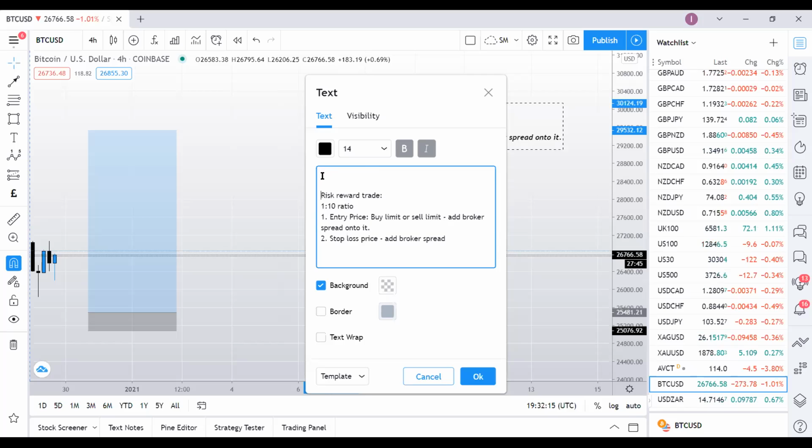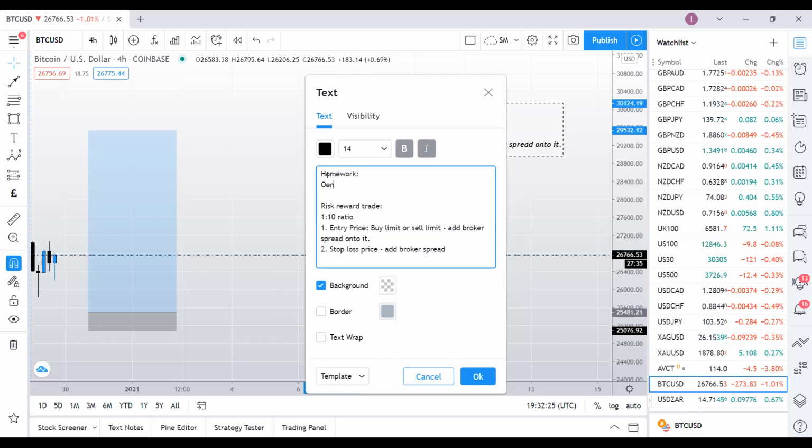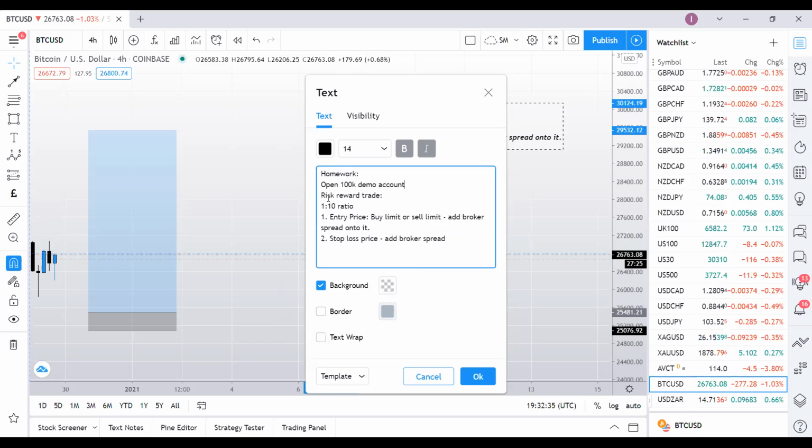So actually, whilst I'm on here, this is the homework assignment I want to put out. You're going to open a 100K demo account. The reason is our goal is to open up a 100K account. The first step is that the brokers, or whoever we're going to go through, are going to test your trades on the demo account. So we need to put that in motion now.